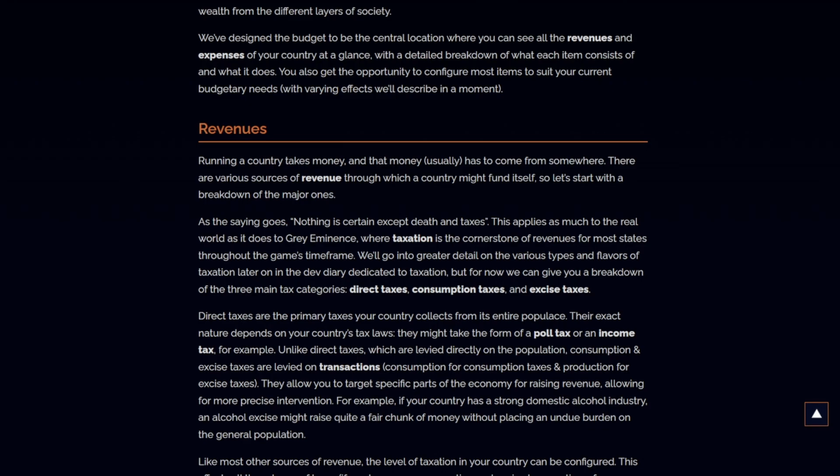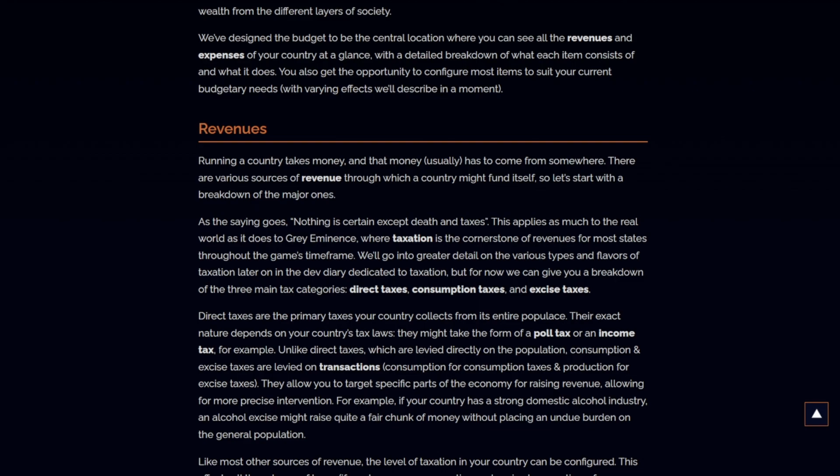As the saying goes, nothing is certain except for death and taxes. This applies as much to the real world as it does in Grey Eminence, where taxation is the cornerstone of revenues for most states throughout the game's timeline. We'll go into great detail about the various types and flavors of taxation in a later dev diary dedicated to taxation, but for now we'll give you a breakdown of the three major tax categories: direct taxes, consumption taxes, and excise taxes.